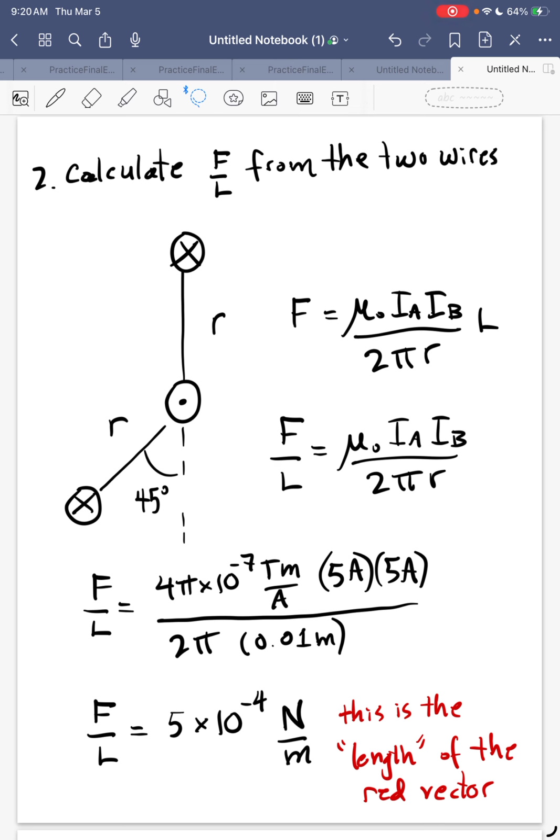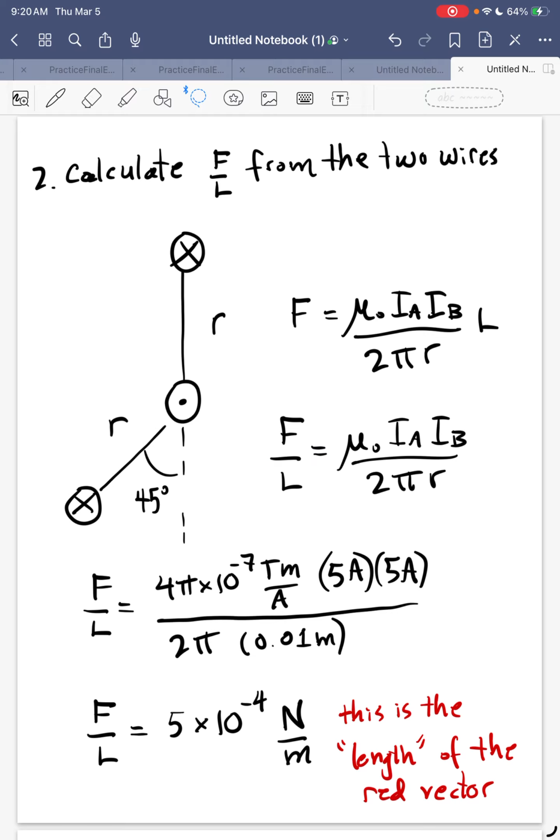Well, it turns out that if I'm only looking at 1 meter of wire, I might have, let's say, 1 Newton of force. But if I'm looking at 2 meters of wire, then I'm going to have 2 newtons of force. So it depends on how much wire we're looking at. And so one convenient way to represent the intensity of that force is to say, how much force do I have for a given length? So that's why we use force per length.